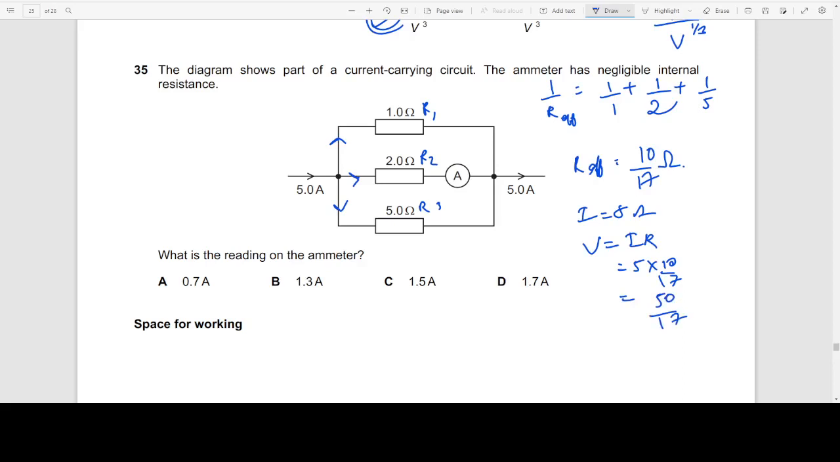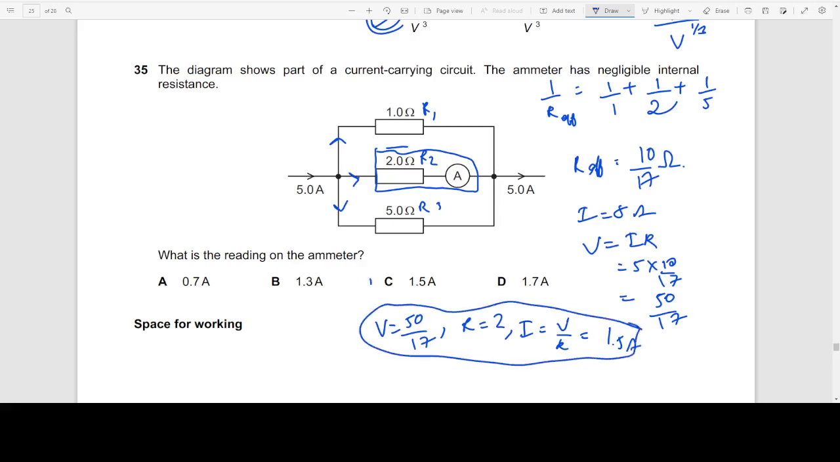So let's just focus on this part. So 50 upon 17 volts is V, and R is 2 ohms. So current is equal to V upon R, which is 1.5 ampere. So answer is C. So again, if you know the concepts, that voltage would be the same across each resistor, but current would be divided into I1, I2 and I3. So the voltage is what we calculated using the total effective resistance.